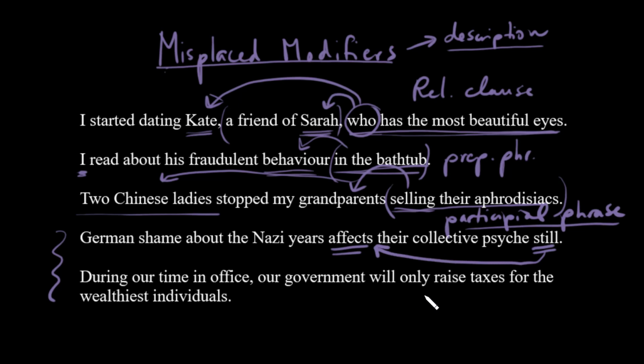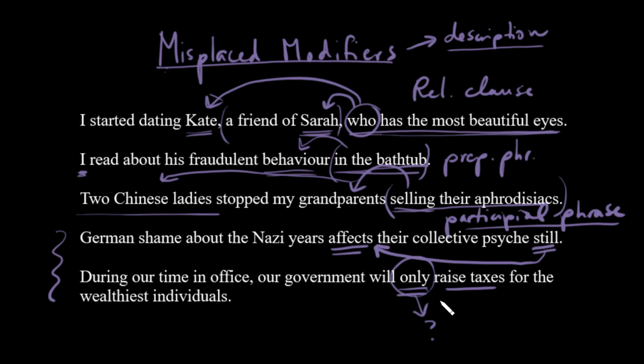And then the last one shows one that's very tricky and a mistake that pretty much all of us make at different times. So this one says, "During our time in office, our government will only raise taxes for the wealthiest individuals." And the problem is this little word only. In fact, of all the misplaced modifiers, this is probably the most common and the trickiest one to watch out for. So if you say, "We'll only raise taxes for the wealthiest individuals," what is only actually modifying, right? Is it the raising taxes, or is it that you're raising taxes only for the wealthiest individuals? And the latter is actually the case.